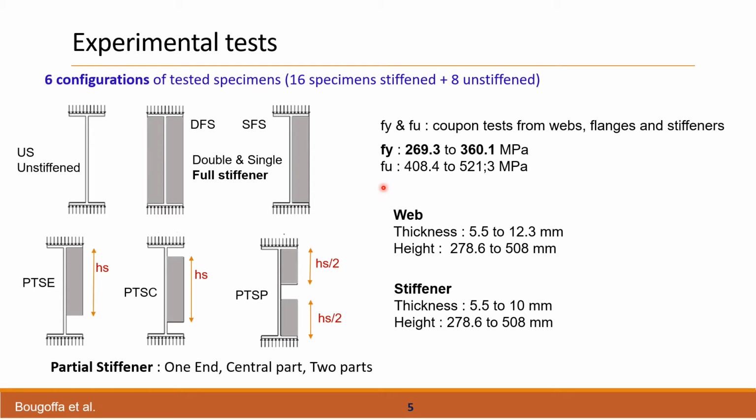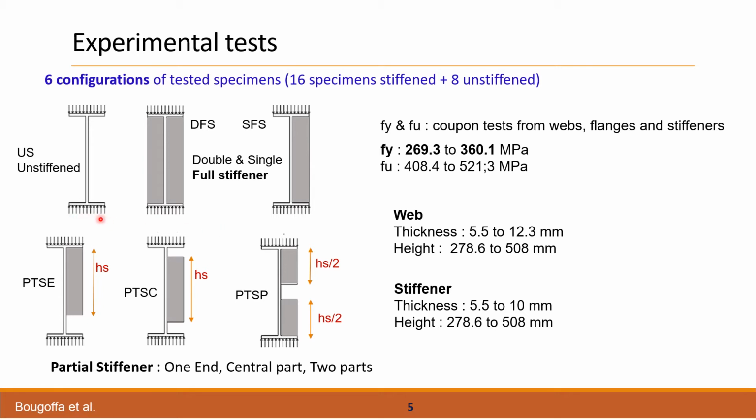The mechanical characteristics of the steel in all parts of the tested specimens are defined on coupon tests taken from the web, the flange, and the stiffeners. Here we have the characteristics of the materials, elastic limit and ultimate limit. The thicknesses and dimensions of the web and stiffeners are given here. We have various parameters on this point of view.